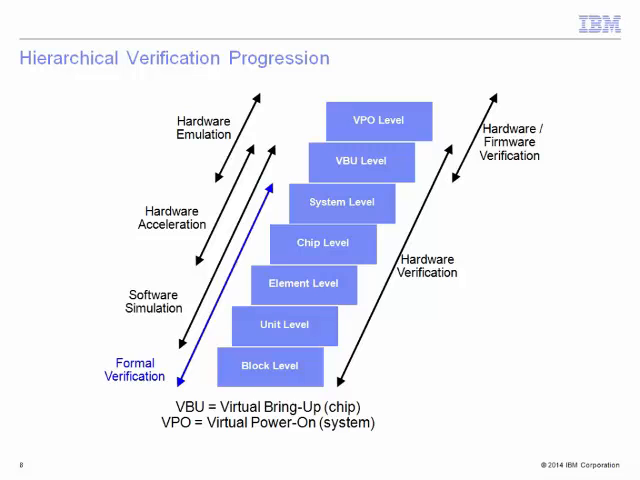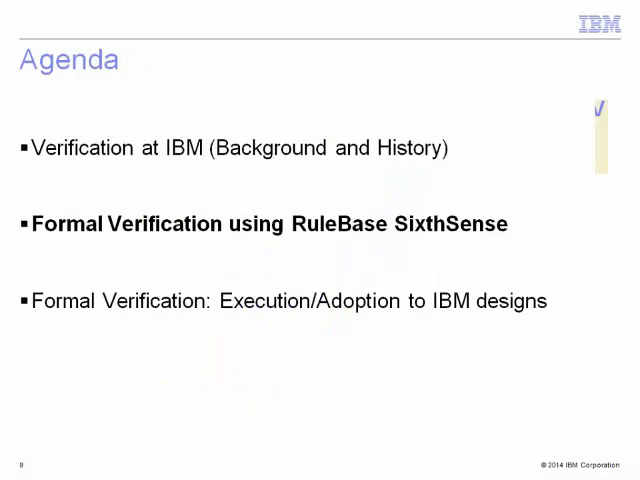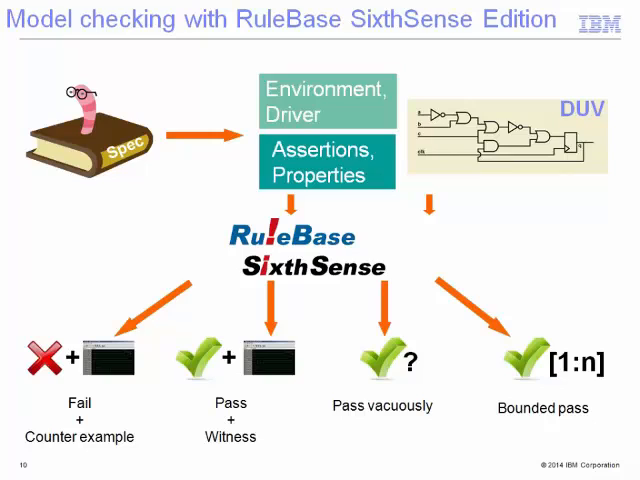Okay, I will brief on this tool aspect. This is very much self-explanatory. We call this the rule-based SixthSense in-house tool. We take the design in VHDL or Verilog, and the specification in PSL. In addition to PSL, we also support an extension of VHDL, which we call BugSpray. It is IBM internal. We also support SystemVerilog assertions to some extent.